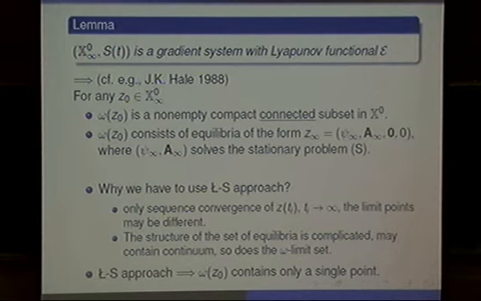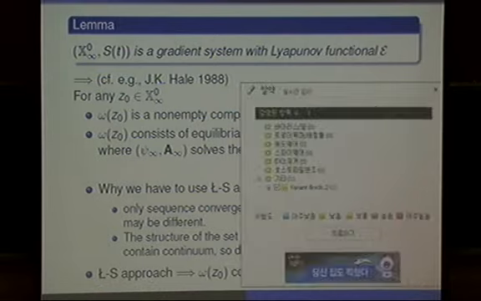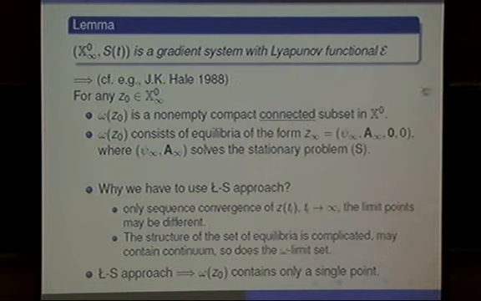And due to the fact that the omega lambda set is connected, in this case the asymptotic behavior will be very complicated. However, by the Loesch-Simon approach, we can show that the omega lambda set contains only one point. So its structure is very simple. It contains only one point.